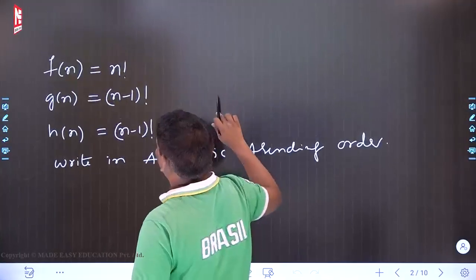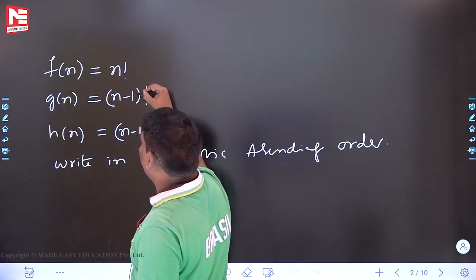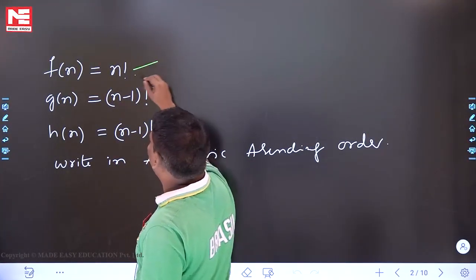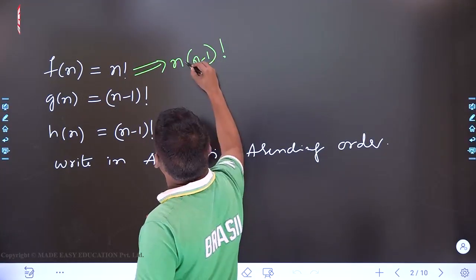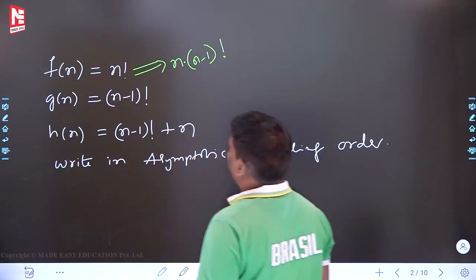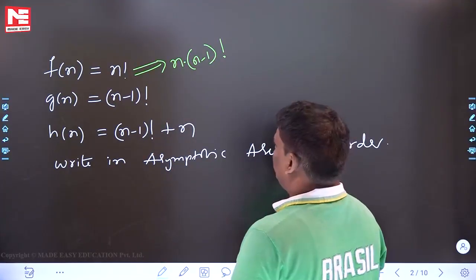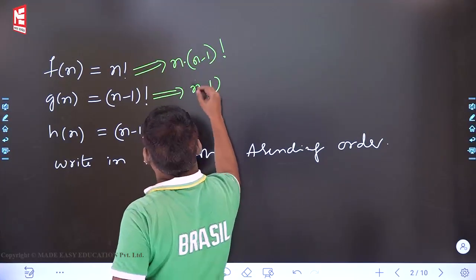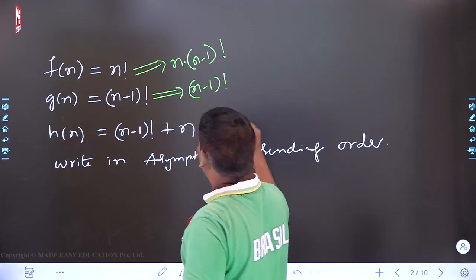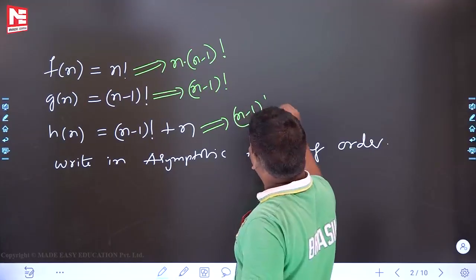Now, let me ask you one small question. This is a very simple problem, everyone knows. It is n minus 1 factorial, and it is n factorial. This can be written as n into, what is the answer? N into n minus 1 factorial, which is nothing but n factorial. This is only n minus 1 factorial. Right? This is going to be n minus 1 factorial plus n.